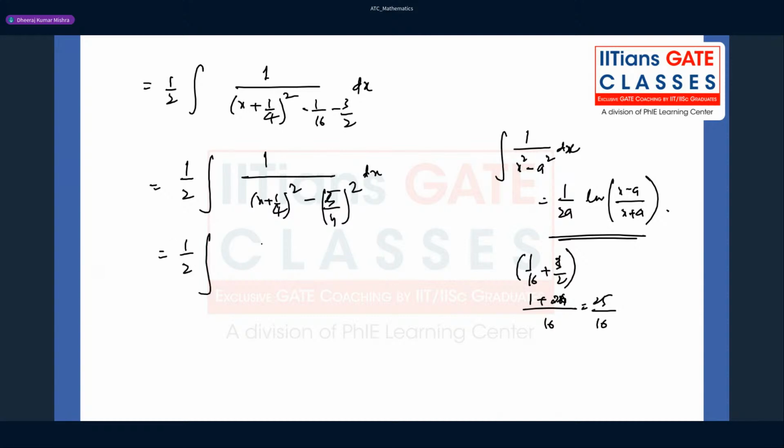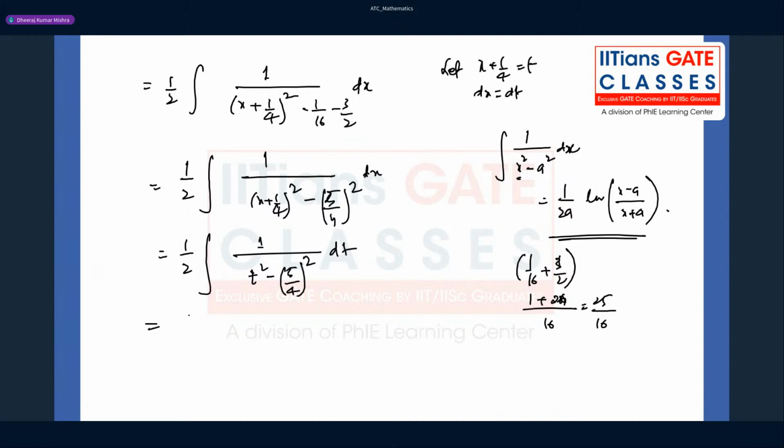So 1 by 2 integration. Now you have got this x plus 1 by 4. Here it should be x only. So you can just use the substitution method. You can say that let x plus 1 by 4 equal to t. So this is nothing but dx equal to dt. Simple. So you can convert directly this, this will be t square minus 5 by 4 whole square, right? And this is nothing but dt.